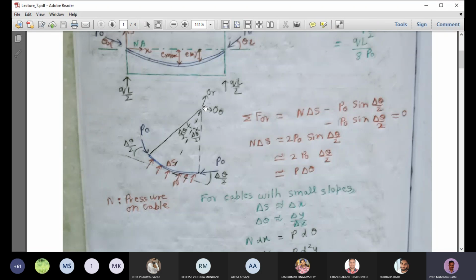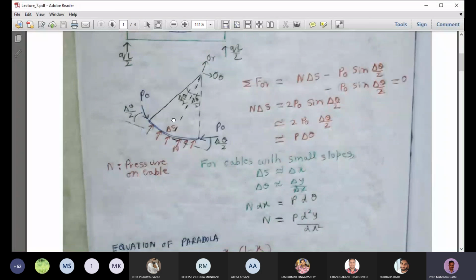And these two normals will intersect at this point. Let's call this point O, and we can have a coordinate system here, OR and O theta. OR is along the radial direction, and O theta is the tangential direction, normal to that radial direction.